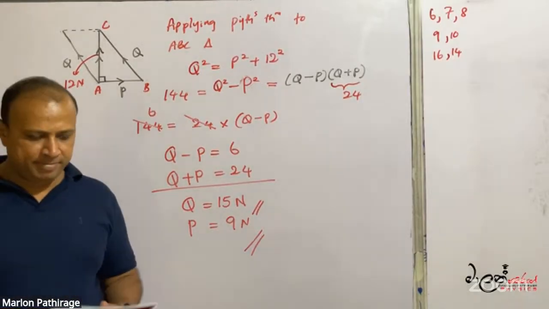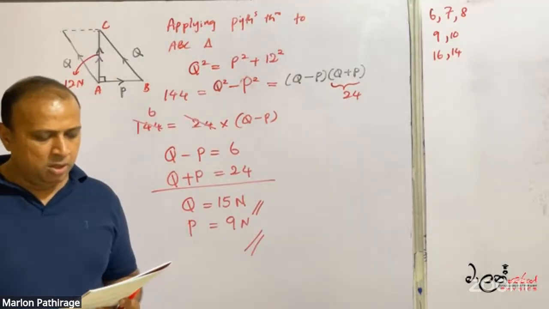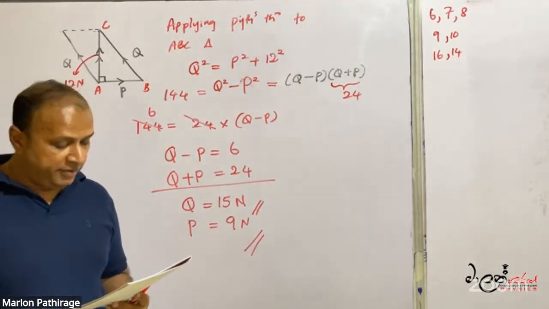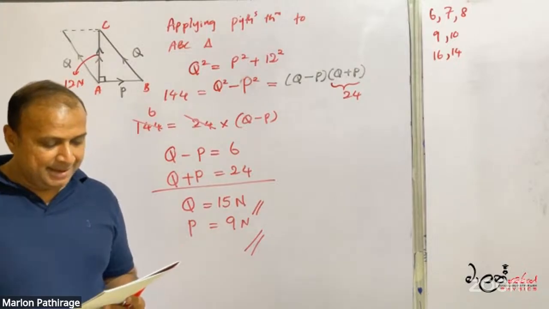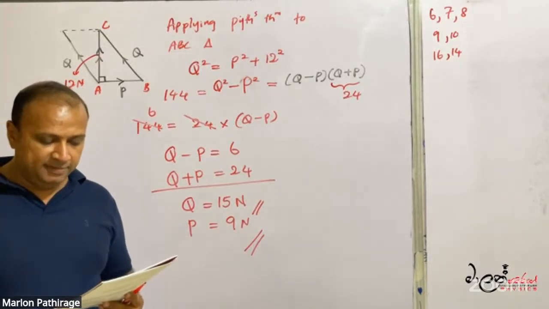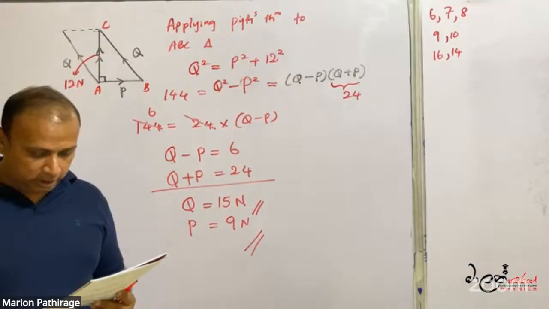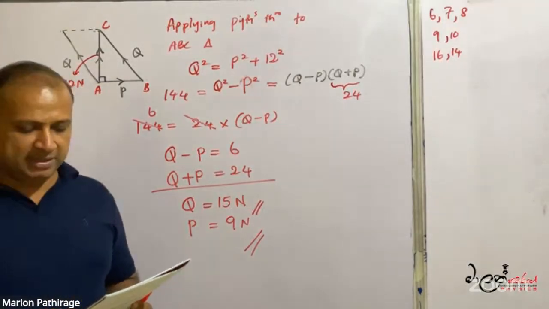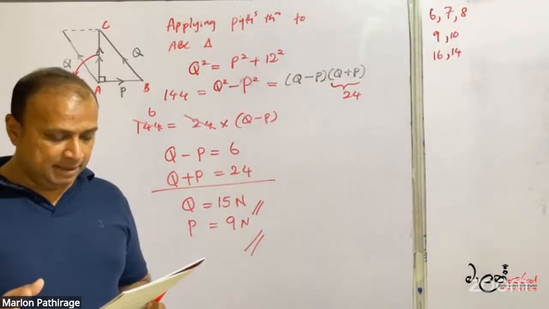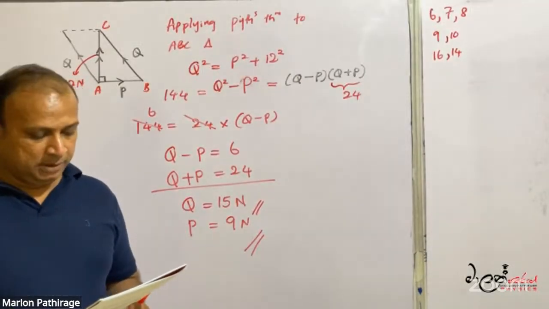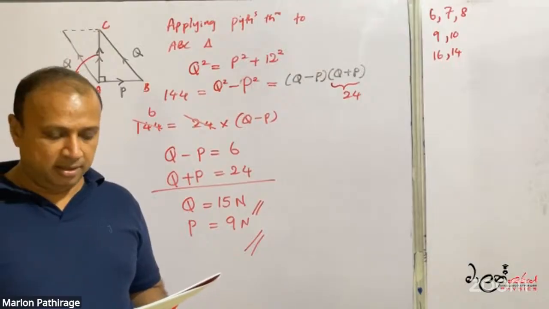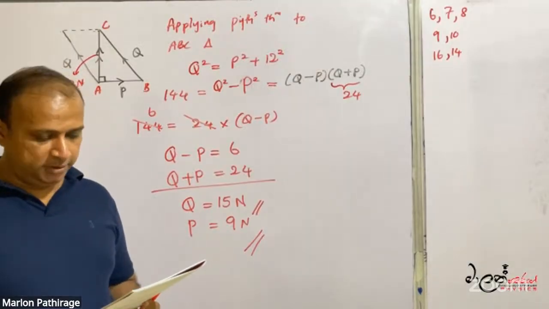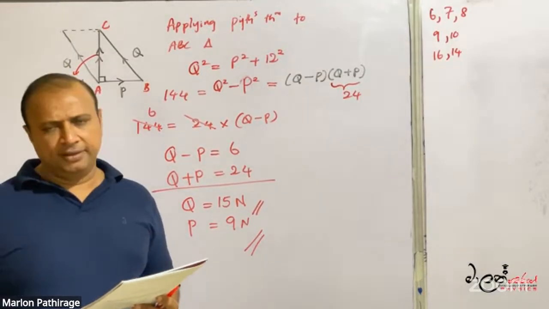Okay. Then the next question. When two forces at right angle, the resultant is root 10 Newton. When those two forces are at an angle 60 degree, the resultant is root 13 Newton. Find the two forces.